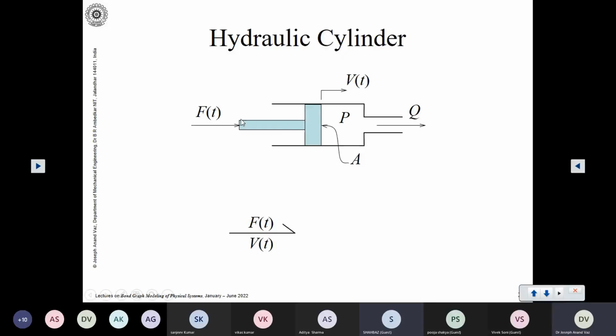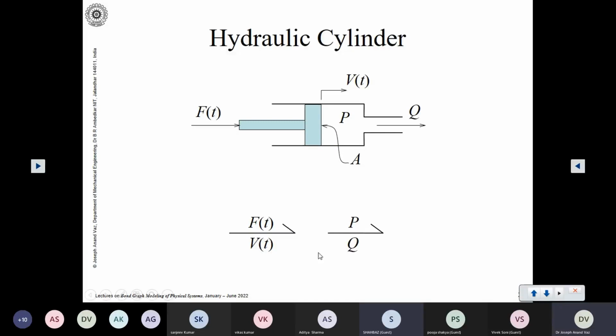And you can represent the mechanical side as F using this bond with the power variables F, that is effort, and V, that is the flow. So force and the velocity with which it is moving. So this is actually the mechanical power that you're inputting on this piston. On the fluid side, you have the variables of power P and Q. Now, what is the relationship between F and P and V and Q? Can you tell me?